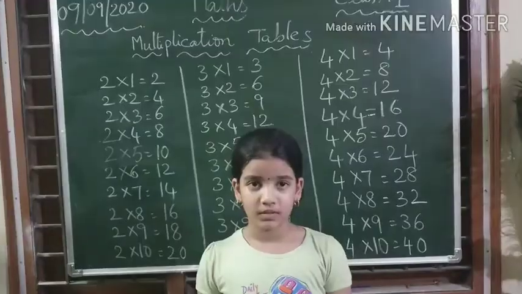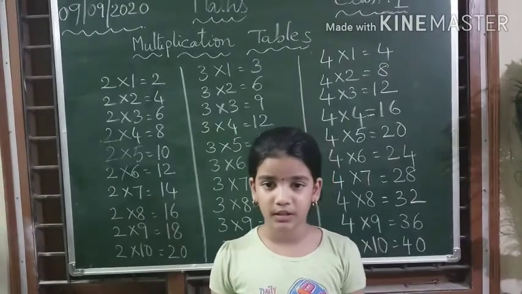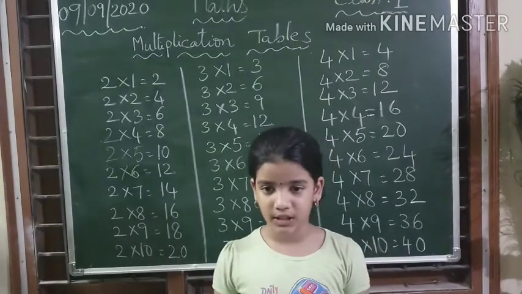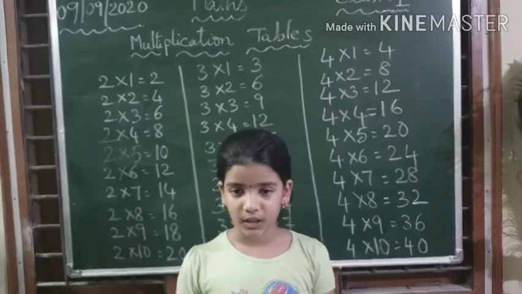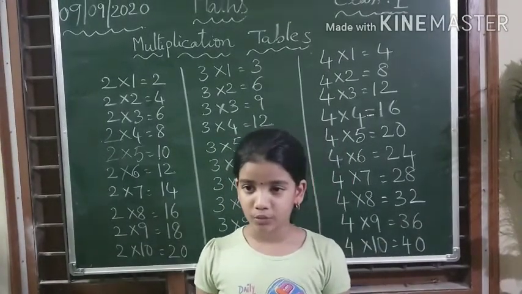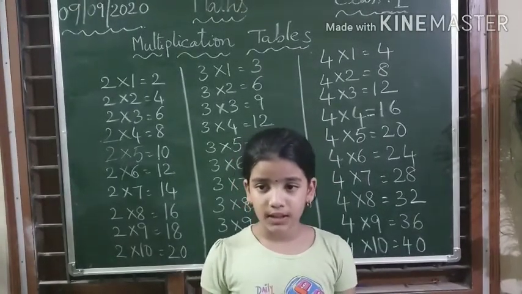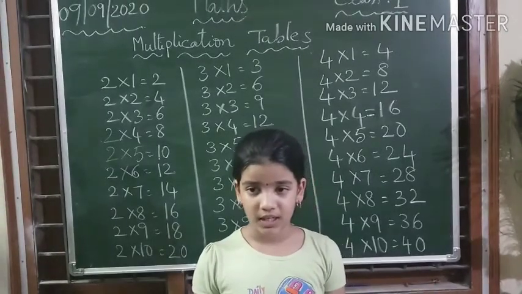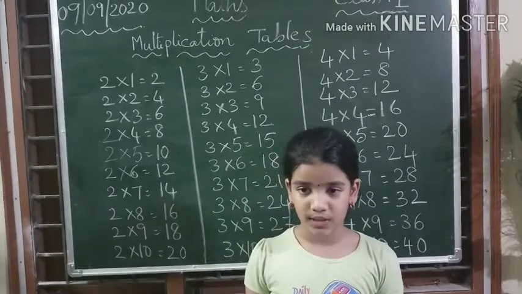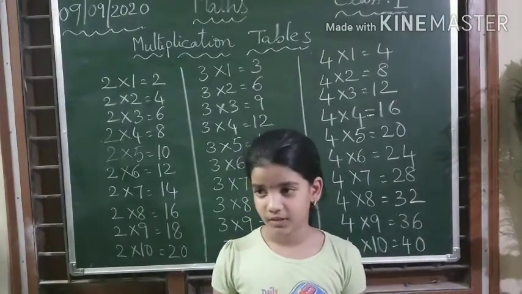Do you want to say? 2 ones are 2, 2 twos are 4, 2 threes are 6, 2 fours are 8, 2 fives are 10, 2 sixes are 12, 2 sevens are 14, 2 eights are 16, 2 nines are 18, 2 tens are 20. 3 ones are 3, 3 twos are 6, 3 threes are 9, 3 fours are 12, 3 fives are 15, 3 sixes are 18, 3 sevens are 21, 3 eights are 24, 3 nines are 27, 3 tens are 30. Very good, Gayatri. Titiksha, do you want to say?